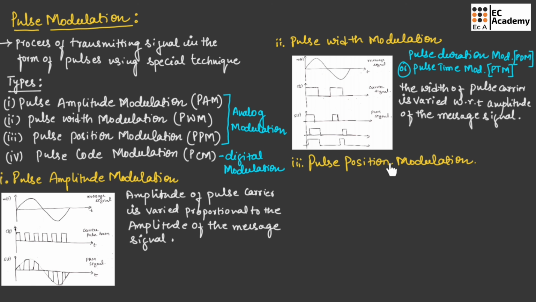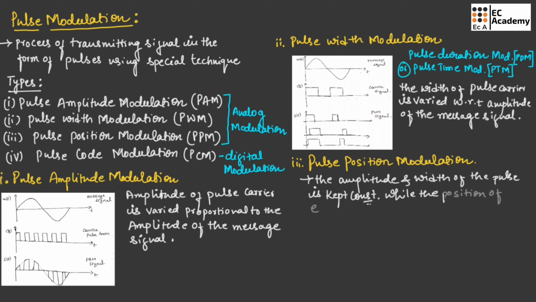Pulse position modulation is also an analog modulation scheme in which the amplitude and width of the pulse is kept constant while the position of each pulse is varied with respect to the instantaneous value of the message signal.